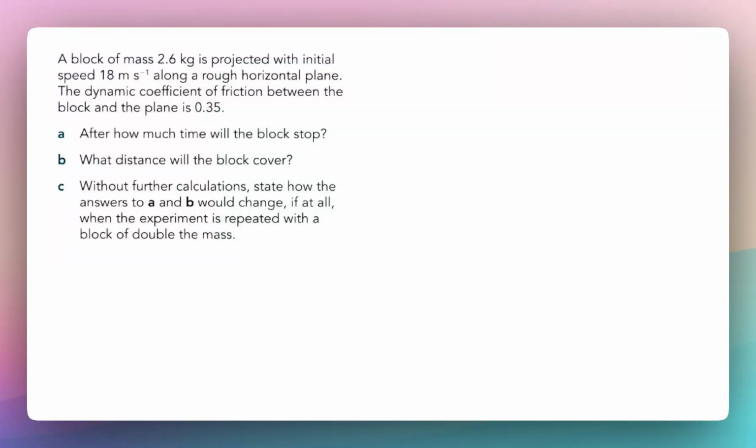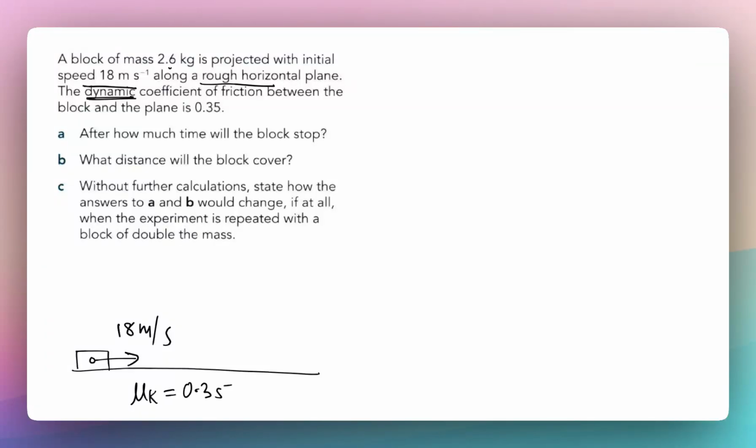So here is a question which combines the concepts of Newton's law as well as kinematics. So let's look at that. A block of mass 2.6 kg is projected initially with a speed of 18 meter per second along a rough horizontal surface. We are providing the block with an initial velocity of 18 meter per second along a rough horizontal plane, whose kinetic friction coefficient is 0.35. After how much time will the block stop?